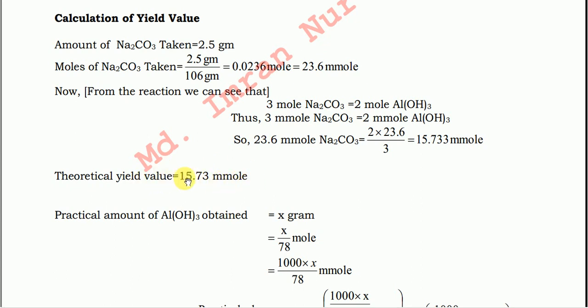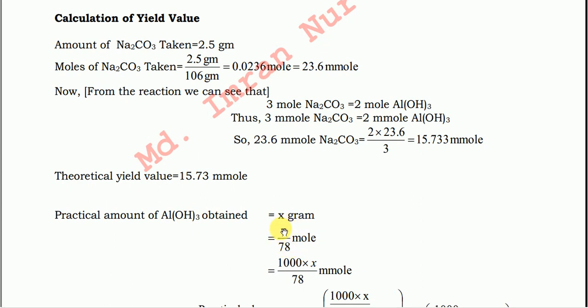This is our theoretical calculation, but in actual practice the amount may vary. This may be greater than or less than 15.73 millimole. So after completing the practical, you have to wash the aluminum hydroxide gel, filter it, dry it, and get the weight of the aluminum hydroxide gel. After getting the weight, you have to put the weight in the position where the x gram is present. The practical amount of aluminum hydroxide gel obtained is equal to x gram, and you have to put your amount instead of x gram. The molecular weight of aluminum hydroxide is 78.